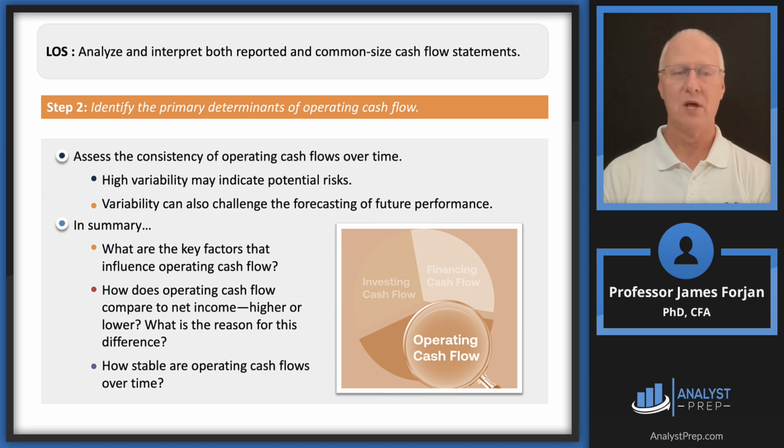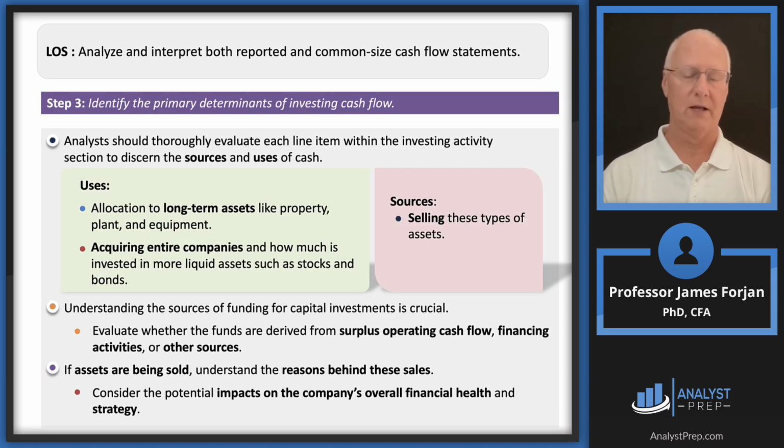All right, so how do we summarize these operating cash flows? Key factors, how does it compare to net income, and are they stable? So that stability relates back to the standard deviation that I was referring to. All right, so let's move to this next step, the investing cash flow.